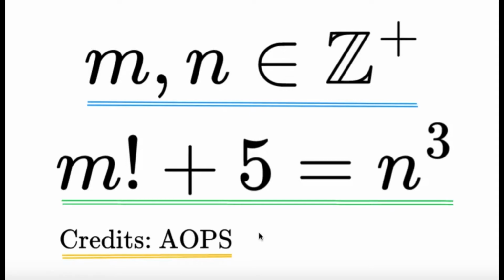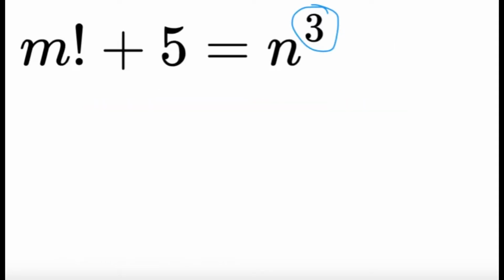Now first things first, we're going to observe the given equation. So m factorial plus 5 is n cubed. Now this is a very common situation where it involves two things: a power of a positive integer, n cubed in this case, the third power, and then the other part is a factorial. So in this case, m factorial.